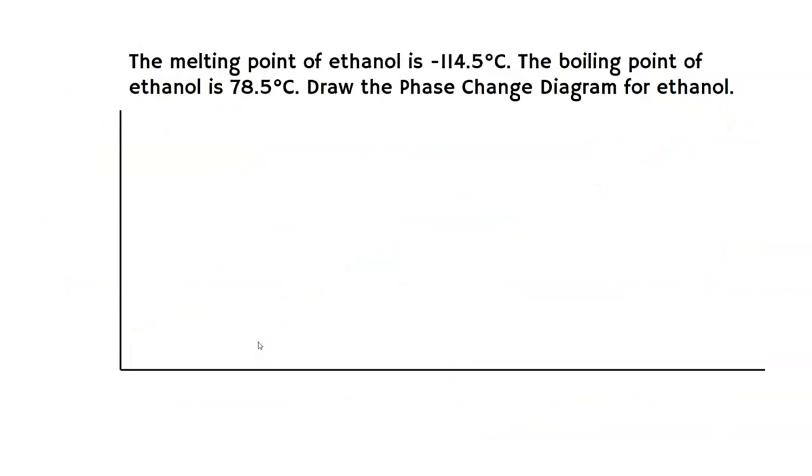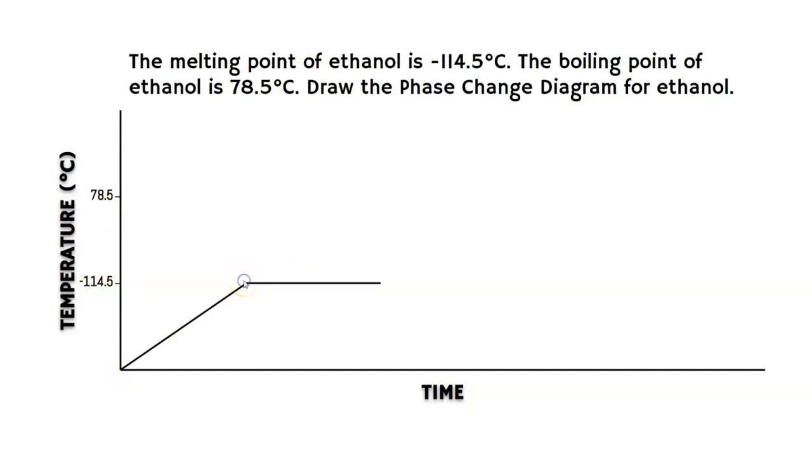So with that idea, let's go ahead and do the phase change diagram for ethanol. We know the melting point is negative 114.5 and the boiling point is 78.5. Again, labeling our x and y axes, we have temperature and time. And remember, the melting point is going to be a lot lower than the boiling point, so we do our melting point first, then our boiling point, and just do our diagonal up until we hit our melting point, then a straight line, a diagonal line until our boiling point, a straight line, and then a diagonal line again. And that is your phase change diagram.